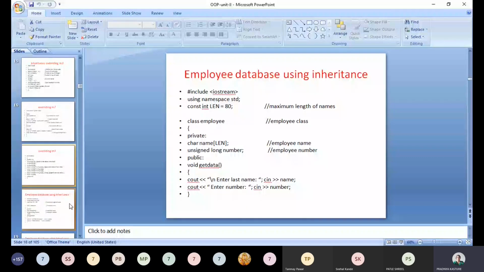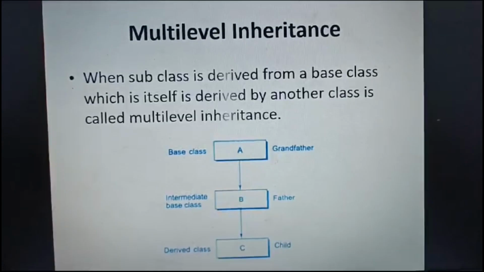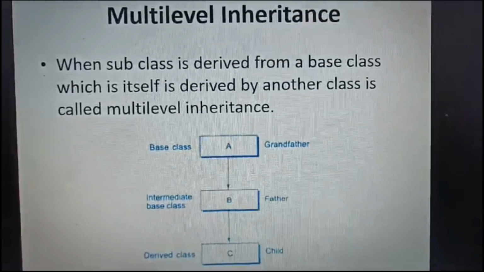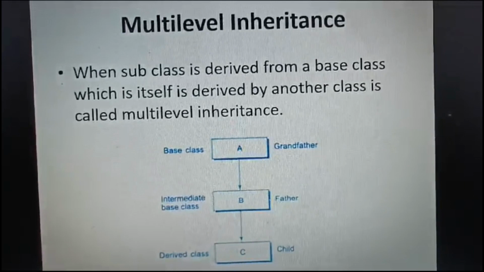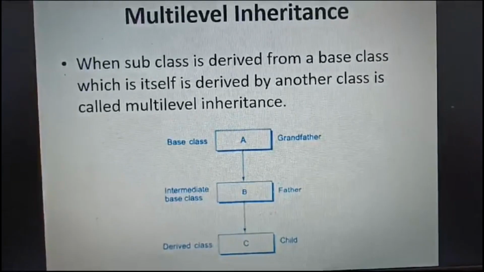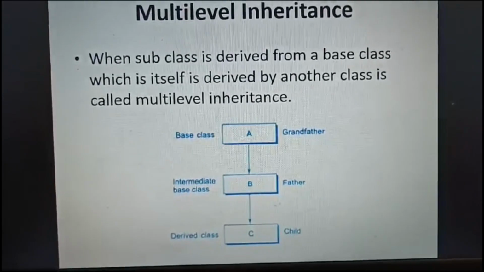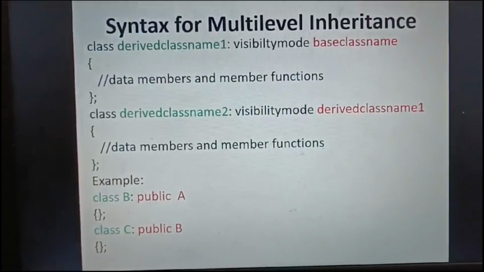Similarly, there is a task for you. You have to build the employee database using inheritance. Next is multi-level inheritance. What is multi-level inheritance? When a subclass is derived from a base class which is itself derived from another class, it is called multi-level inheritance. See this diagram: the base class is inherited by the father class, and the father class is again inherited by the child class. So there are two levels of inheritance, and it is called multi-level inheritance.